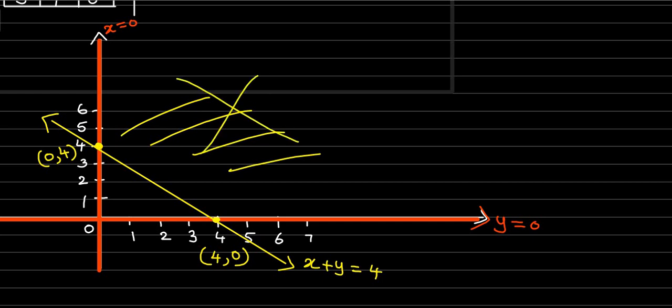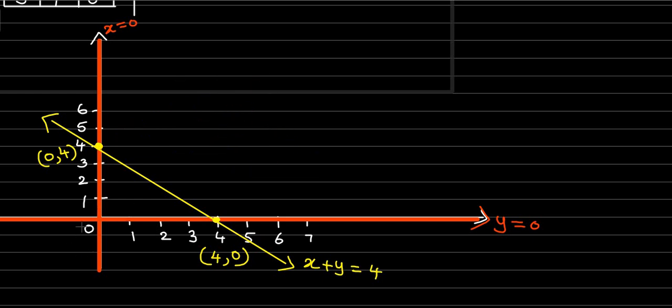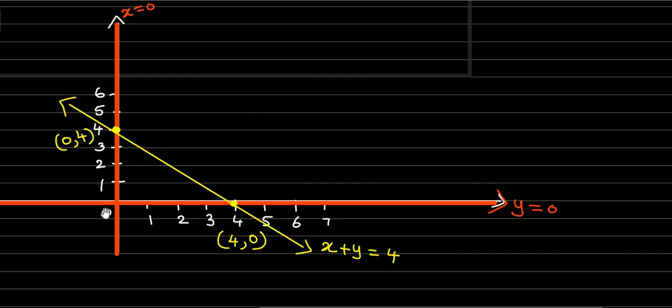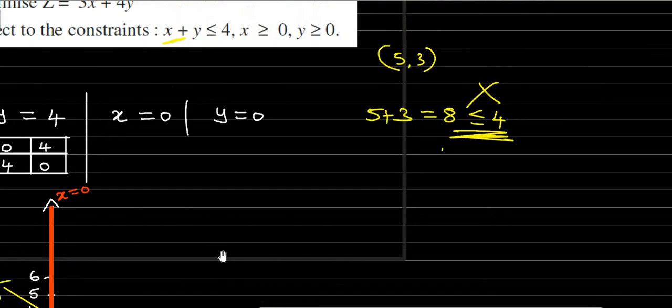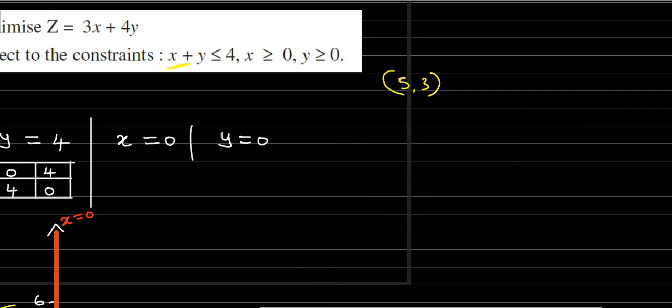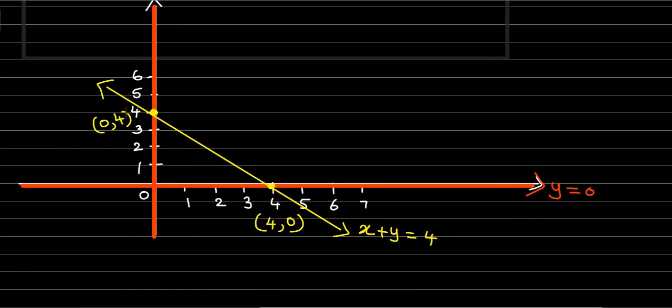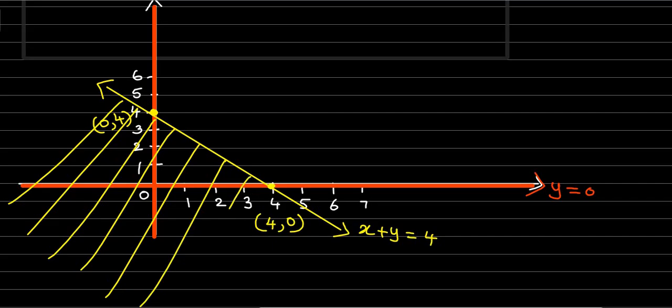That means our solution does not lie on this side. Then obviously on the other side also, take any point, substitute and check. 0 comma 0 will always be easy to substitute, for simplifying also. So I'm going to replace x with 0 and y with 0. Then the result will be 0. Is 0 less than or equal to 4? Is the condition satisfied? Yes, 0 is less than 4. Condition satisfied. So we can say our solution lies this side, for the given inequality.